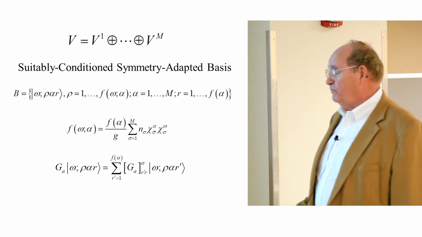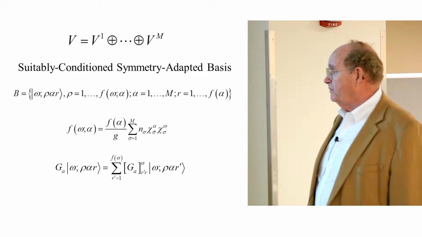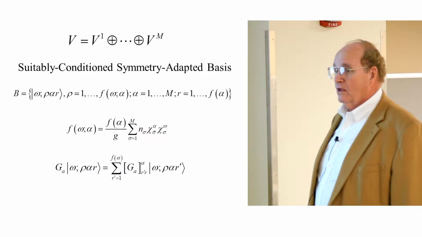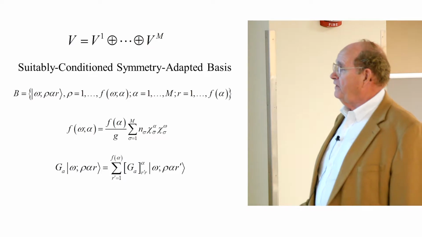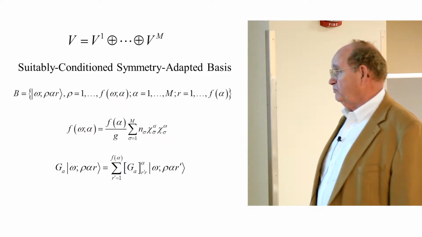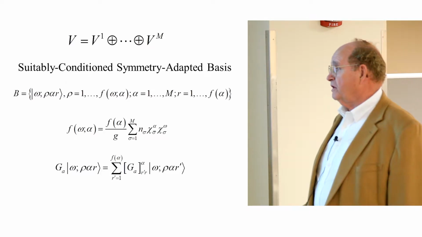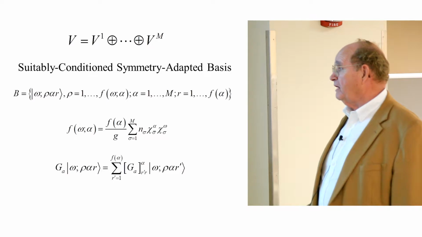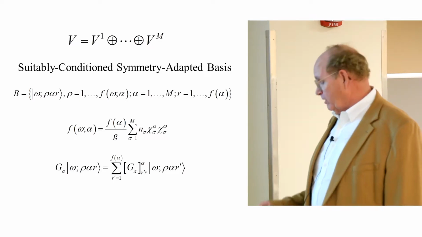We'll get a little more detail in a minute, but the point is that these transform irreducibly under the group. So if you have the suitably conditioned symmetry adapted basis, all of the elements will transform irreducibly under the group. The number of times the alpha irreducible representation occurs is given by this frequency, which is in fact calculated by the well-known established character formula.